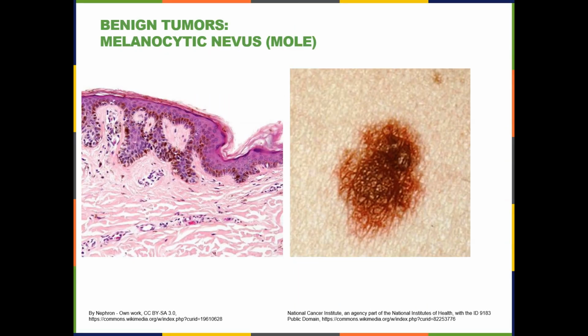A melanocytic nevus, or mole, is a mass of melanocytes that tends to remain relatively stable in size, shape, and color over time. A nevus is a fairly common and benign type of tumor. Normally, it has a symmetrical shape with smooth borders and uniform color, and the diameter is smaller than 6 millimeters.